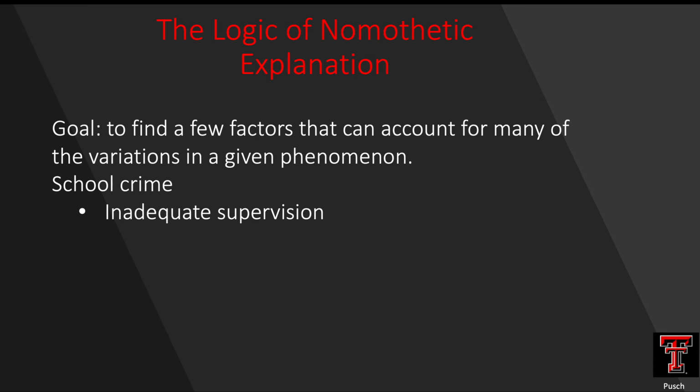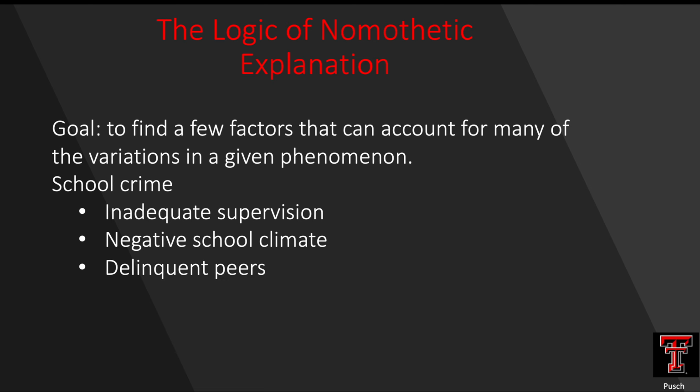So we could say that school crime happens because there's inadequate supervision, either by teachers or security guards or cameras, etc. Having a negative school climate, if it's not a nice place to be, there tends to be more crime in the schools that do not have a good climate. Delinquent peers, so if there's a lot of delinquent kids, obviously there's going to be more crime in the school. And then a lack of after-school activities. So again, this doesn't explain one particular school crime, but rather it's a few factors that can account for a lot of school crime out there.